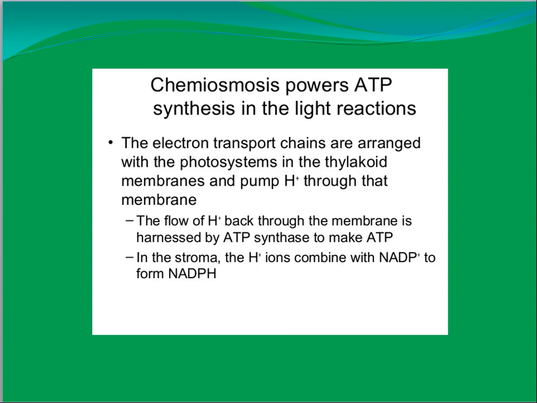Chemiosmosis powers ATP synthesis in the light reaction. The electron transport chains are arranged with the photosystems in the thylakoid membranes and pump hydrogen through that membrane. The flow of hydrogen back through the membrane is harnessed by ATP synthase to make ATP. In the stroma, the hydrogen ions combine with the NADP and form NADPH.